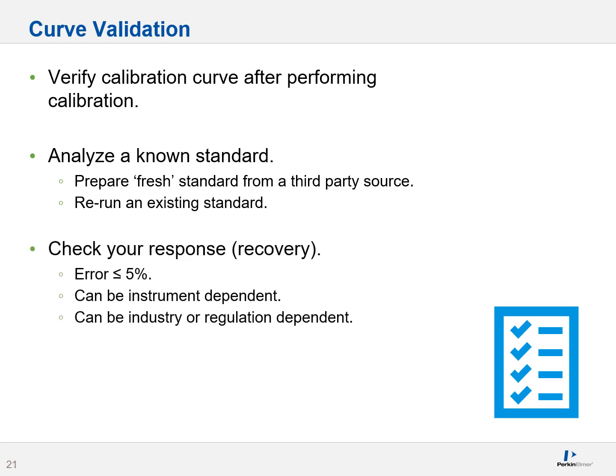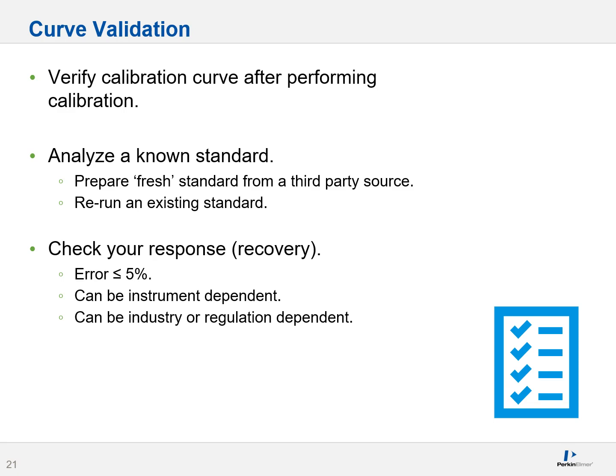Now, this response, depending upon your industry, is considered recovery. Really, you want your recovery or your response or your error to be less than 5% of your target calibration value. So for instance, if your calibration value is, let's say, 50 parts per billion, the max error I really want to see is plus or minus 5% of 50 ppb, which is 2.5 ppb.